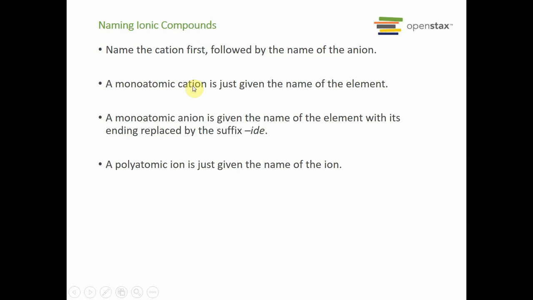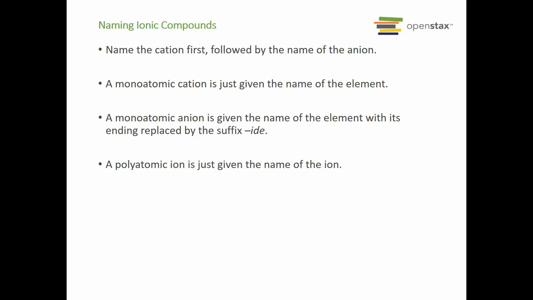A monoatomic cation is just given the name of the element. So sodium is just called sodium, but the anion is given a different name. It's not chlorine, it's not sodium chlorine, it's sodium chloride. A monoatomic anion is given the name of the element with its ending replaced by the suffix "ide."